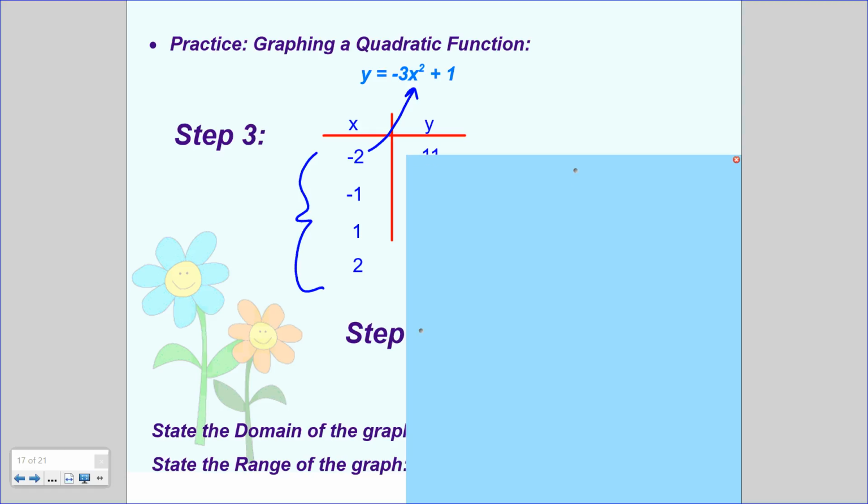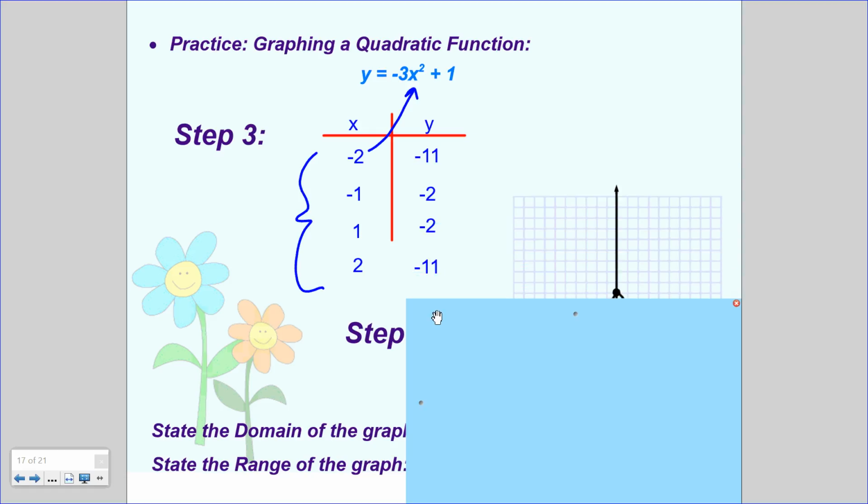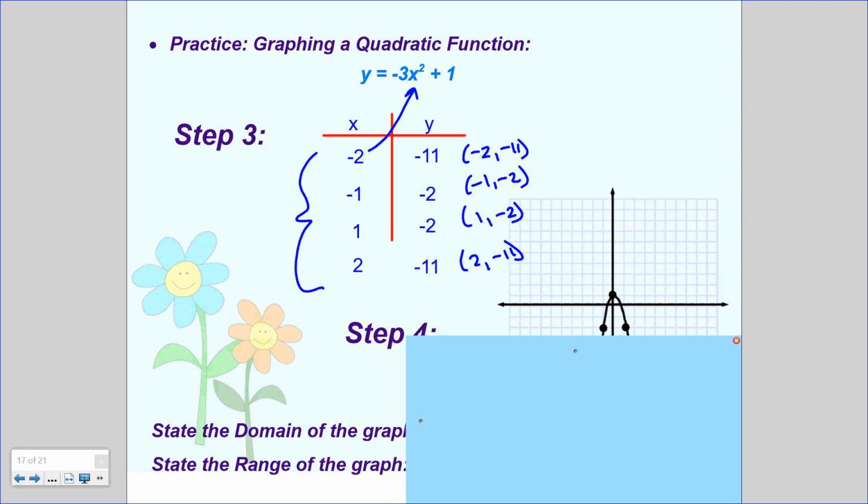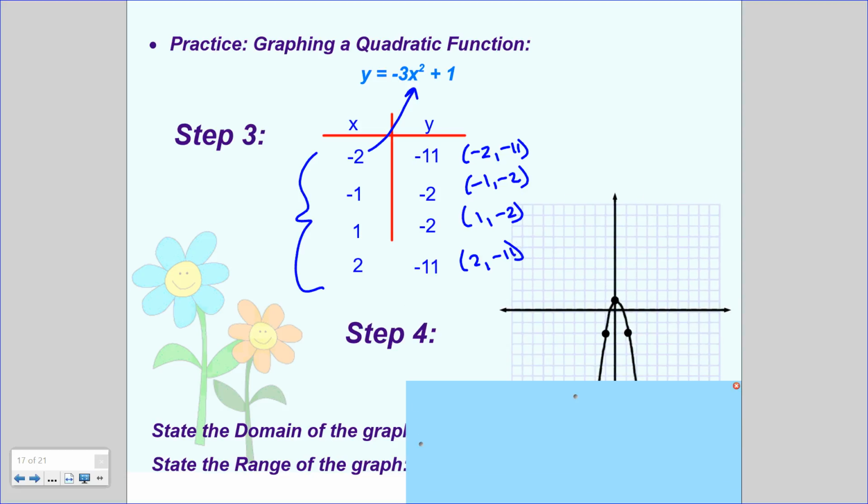Okay, so hopefully you went and put all those x's in and found that when x was negative 2, y was negative 11. When x was negative 1, y was negative 2, and so on. So remember, these are all points that can be plotted. And you don't have to write them as ordered pairs, but just since we're starting out, I'm going to show it that way. And finally, we're going to graph.